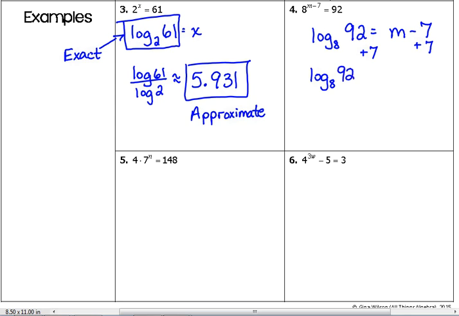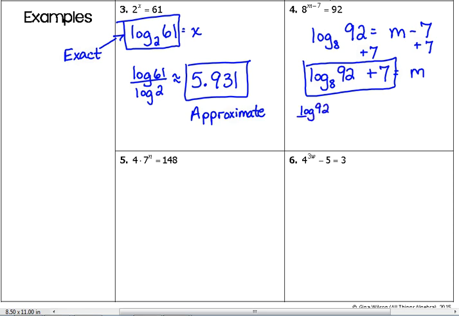Now, here's something that people like to do. They love to add 92 and 7. But that 92 is not by itself. It's inside of a logarithm, so we cannot actually combine those. We just have to write the plus 7 at the end of that log expression. So there is the exact answer for our variable.